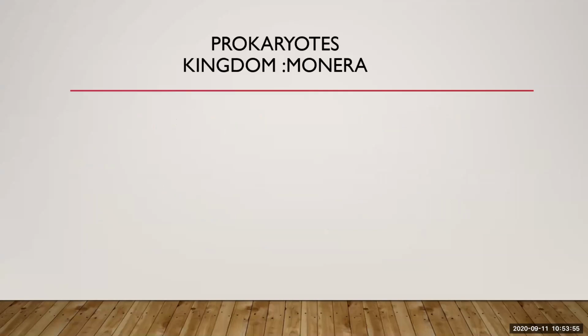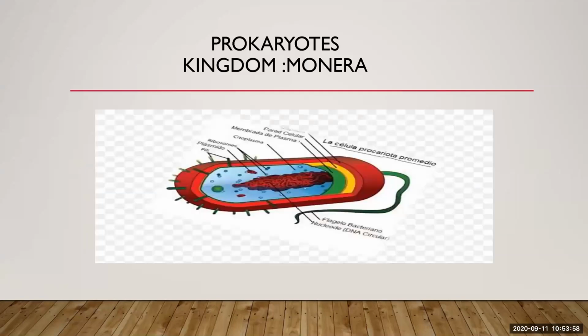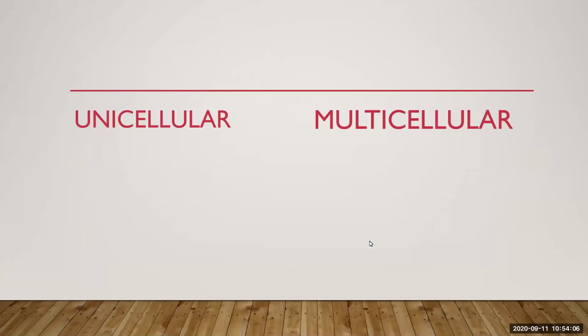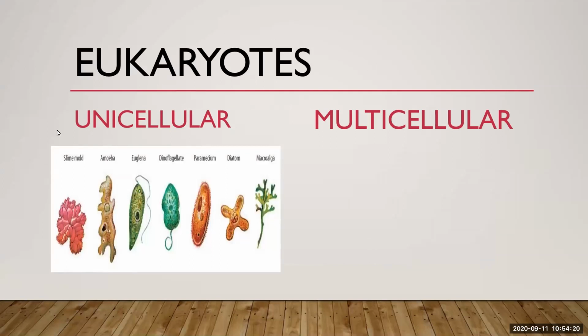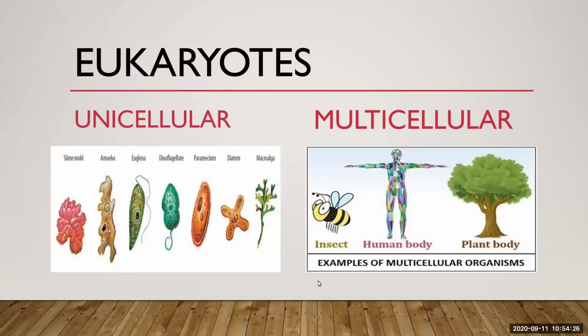All the prokaryotes, those that don't have a true nucleus and other cell organelles, are classified in the kingdom Monera. Then, on the basis of how many cells are present, eukaryotes are divided into unicellular as well as multicellular. Unicellular means what? They have a single cell; their body is made up of only a single cell. And what about multicellular? Their body is made up of many cells, like insects, human beings, plant bodies. They all are multicellular.